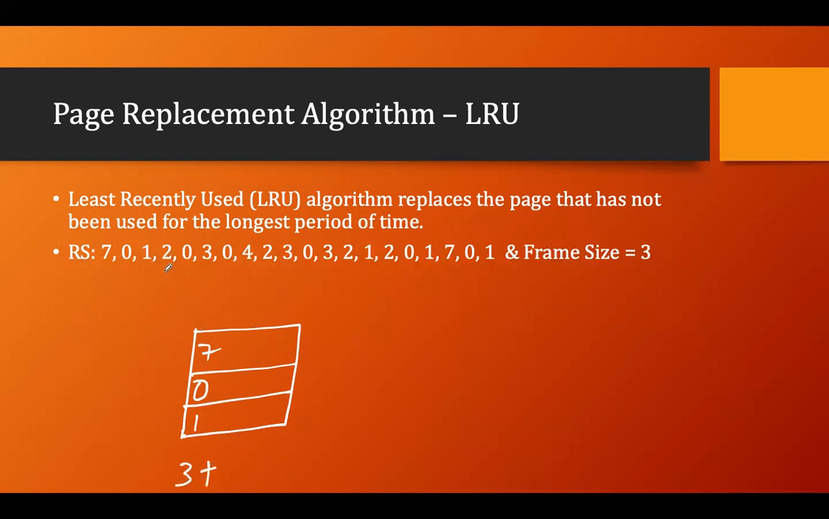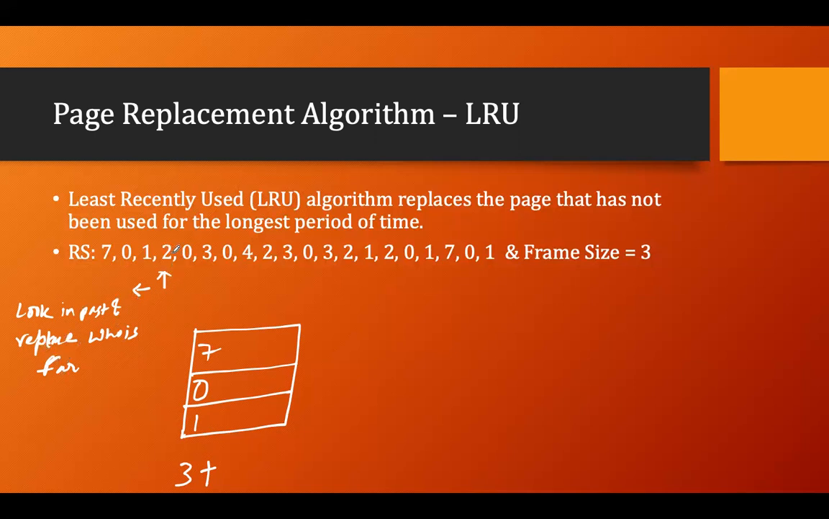Now 2. So we have to look backward, we have to look in the past, and replace the one which is far. Previously, we looked at the future and saw which is far, and replaced that. But here we have to look at the past and replace which is far.